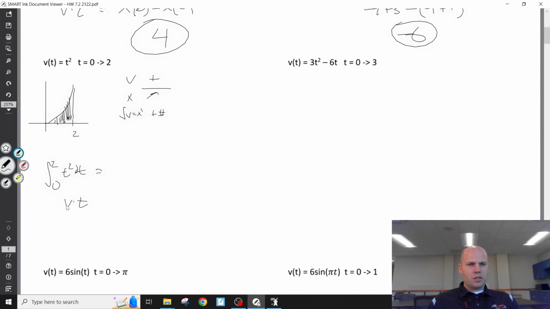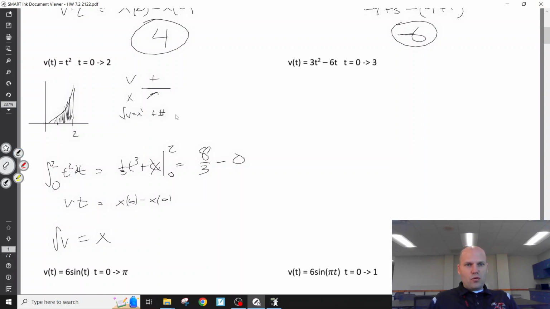We human beings cannot do this if velocity is changing. We can find a change in position because we know the antiderivative of velocity is position. The antiderivative of t squared is 1/3 t cubed, plus c. I won't need the c, it will go away. I'm always going to show it, but I'm going to skip the step of subtracting it. And I get 8/3 minus 0.